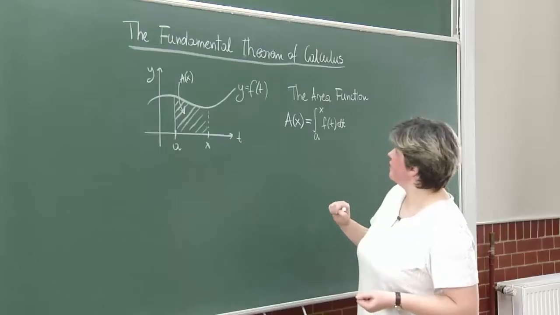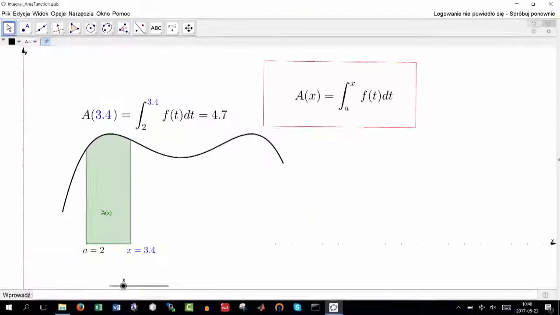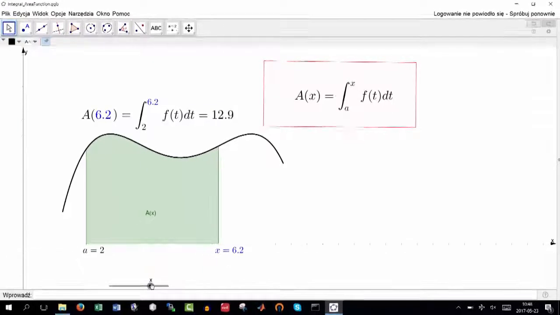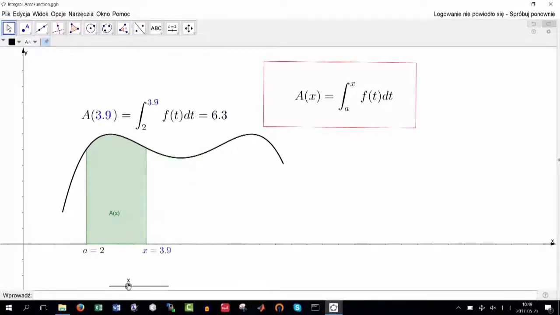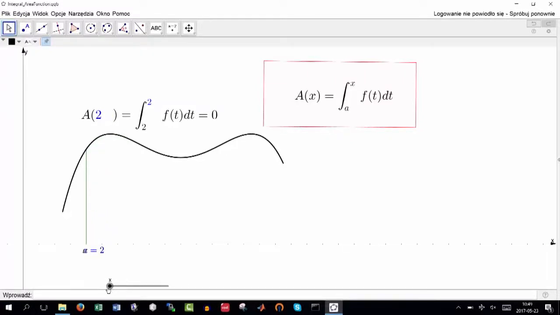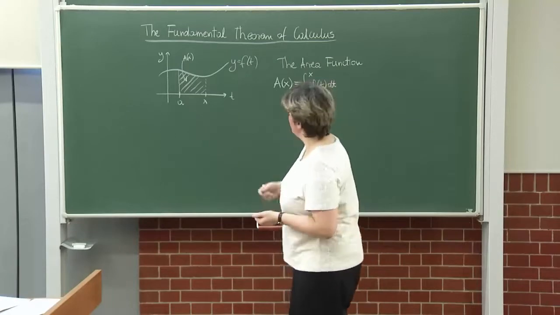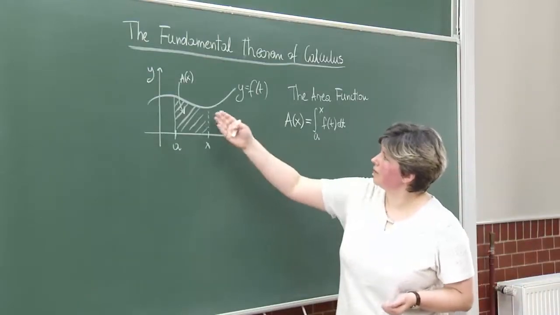Let's look at how this function works. If you look at this little animation here, you can see how the function works, which means as we choose different values of x, we set the various upper limits, then the area changes, so the value of the function changes. And notice when x is set to equal a, which in this case is 2, we evaluate the integral from 2 to 2, which is simply 0, of course. So the value of the area function at the starting point is 0. Now back to our general picture here.